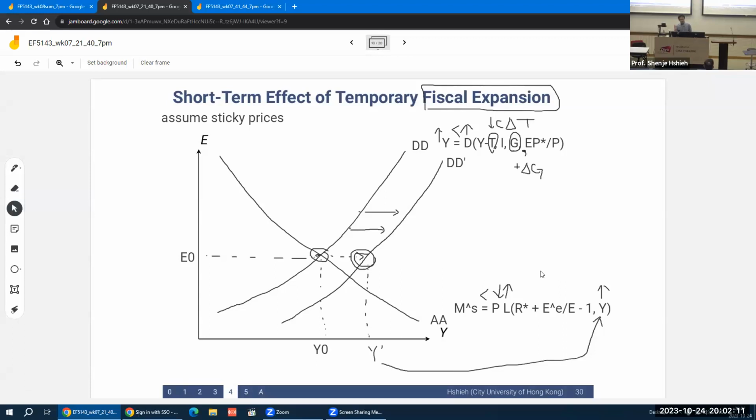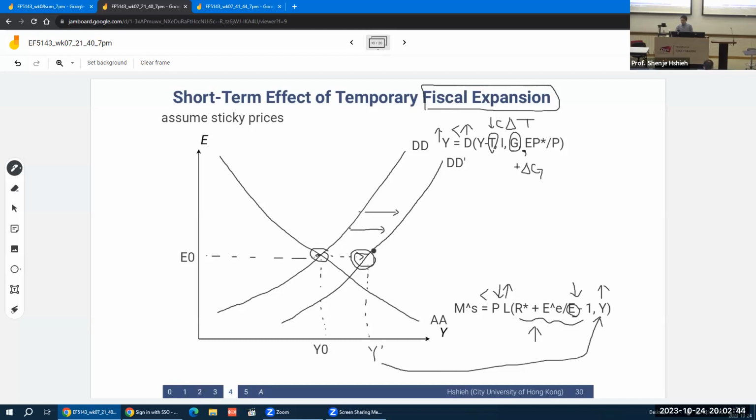That's only possible if interest rates change, right? So interest rates is this set of equation here, this equation here. And we know that there's a negative relationship between R and L. So we have to find some way to increase interest rates. And that's only possible if E gets smaller, right? So E has to decline in order to restore money market equilibrium.